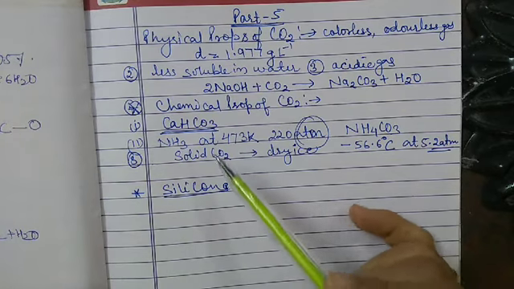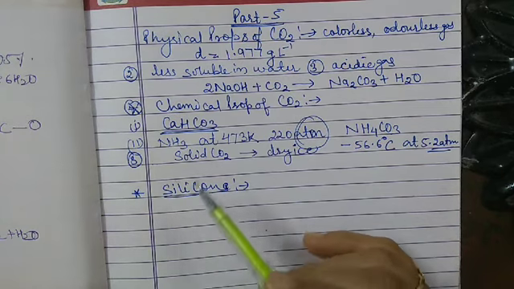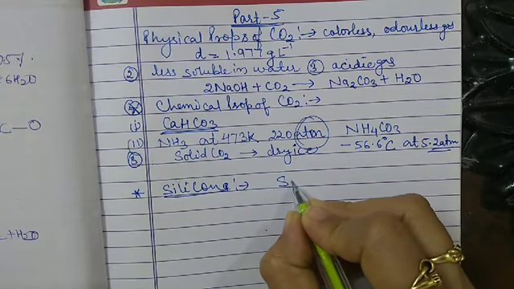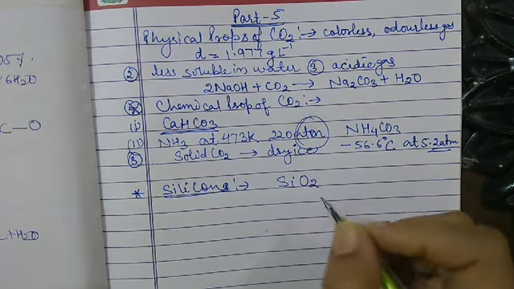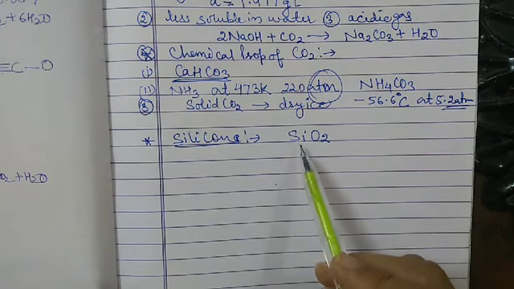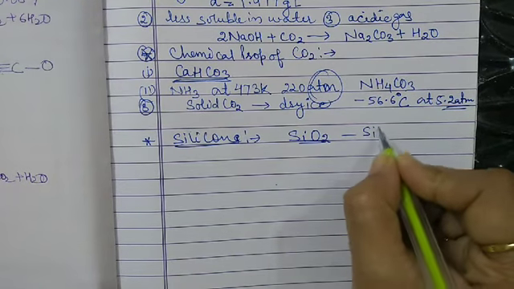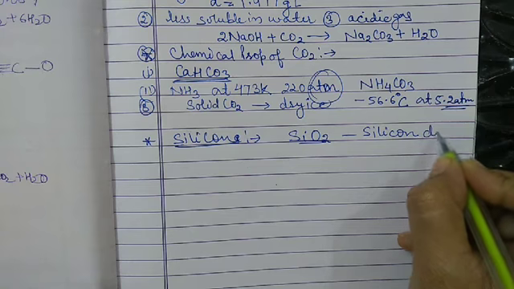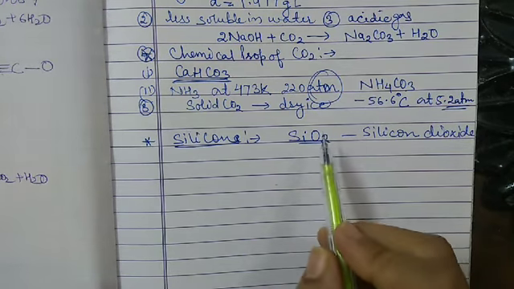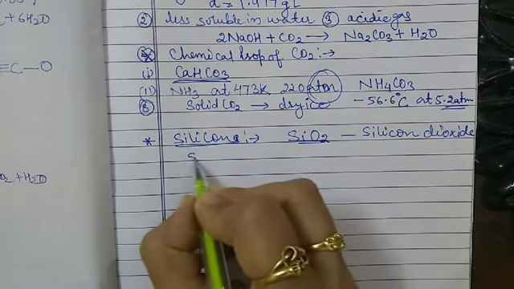discuss silicon. It is one of the important members of the carbon family, and if we are talking about the compounds of silicon, the first compound is SiO2. It is also known as silicon dioxide. The molecular formula for silicon dioxide is SiO2.